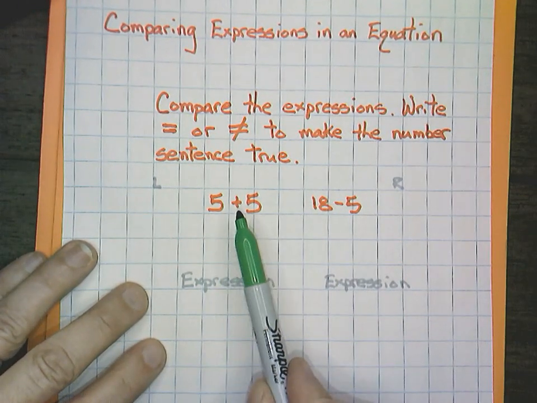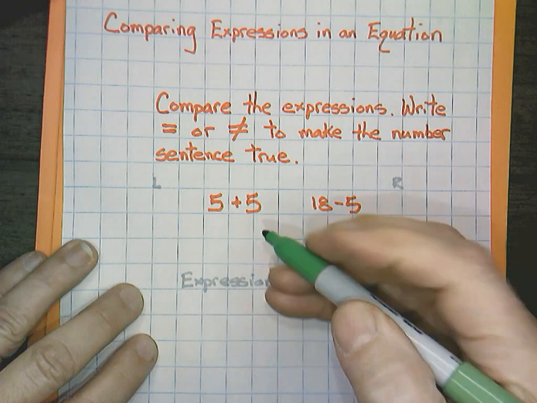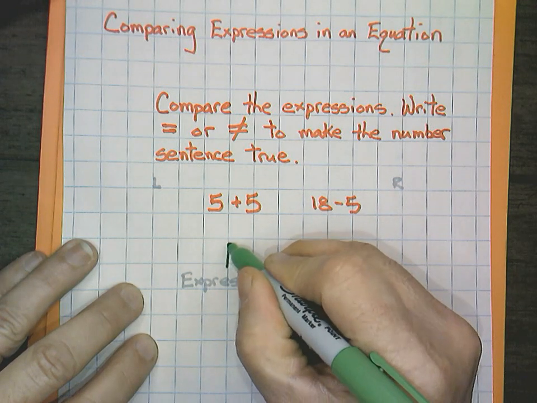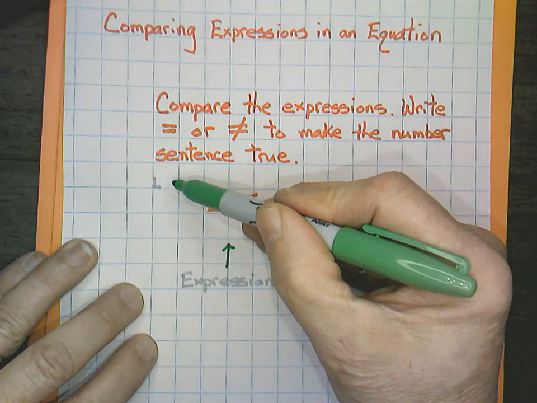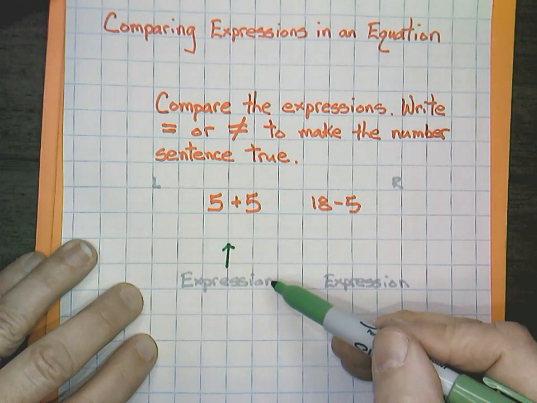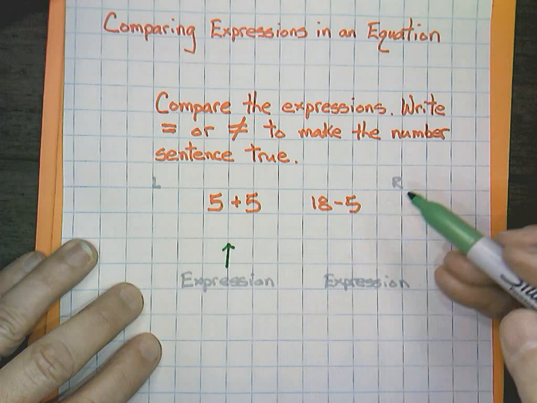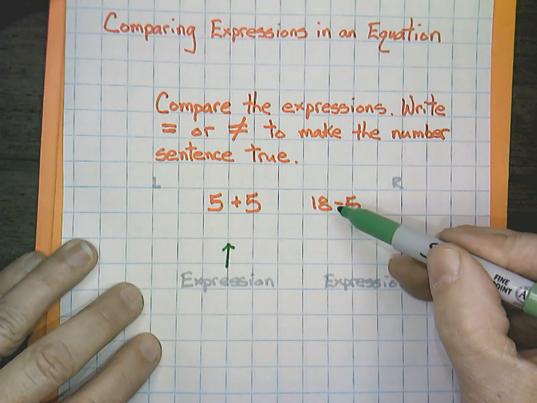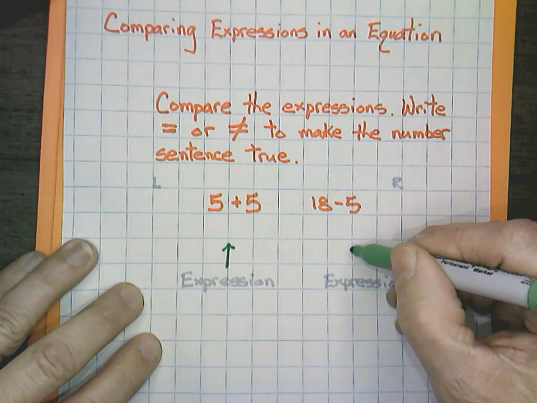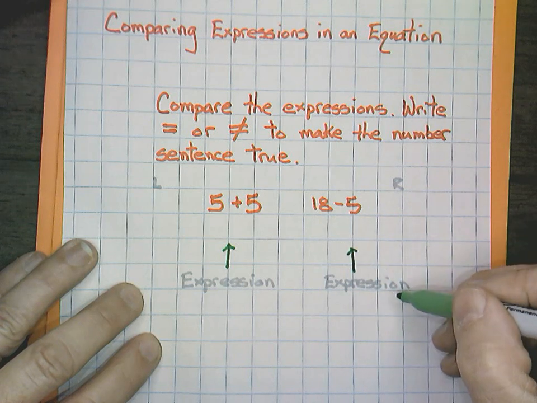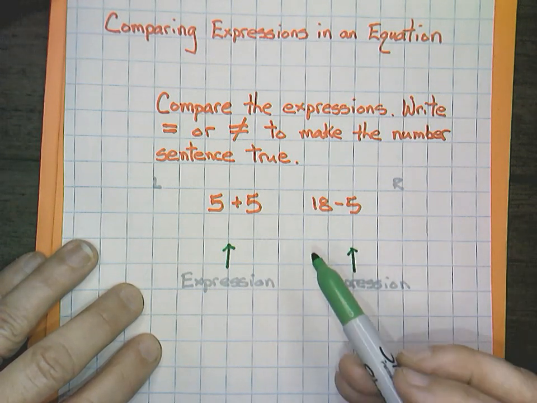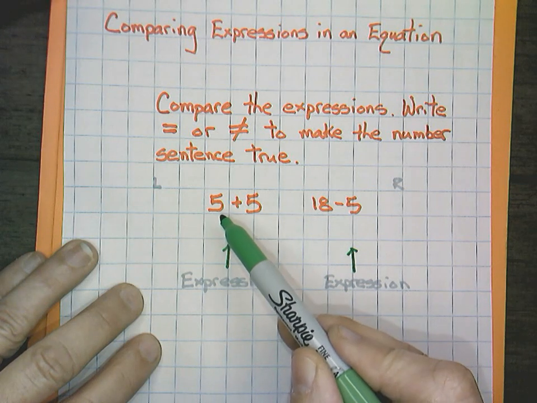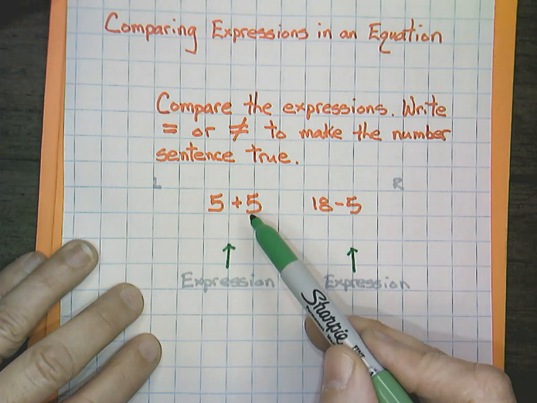What I have here are two expressions. 5 plus 5, which you see on the left side of the page here, is called an expression. On the right side of the page, 18 subtract 5 is also called an expression. An expression in math is a combination of numbers and symbols to represent a value.